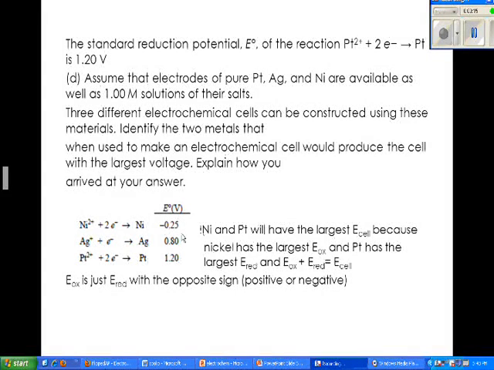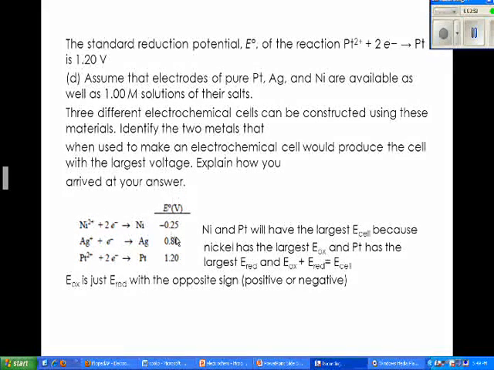Right here, I put the standard reduction potentials of all of these metals. And remember that these are the reduction potentials. They are the E red, not the E ox. To get the E of oxidation, you just change the sign from either positive to negative or negative to positive. To find the E cell, we must add E oxidation plus E red. What you want to do is get the largest possible E cell. So you want the biggest E oxidation and the biggest E reduction.